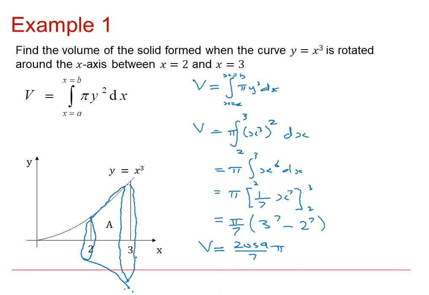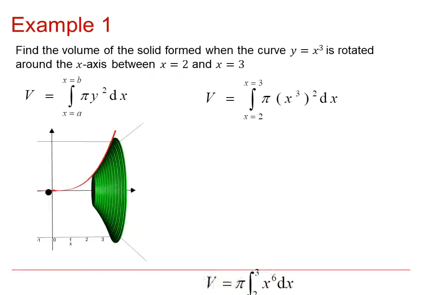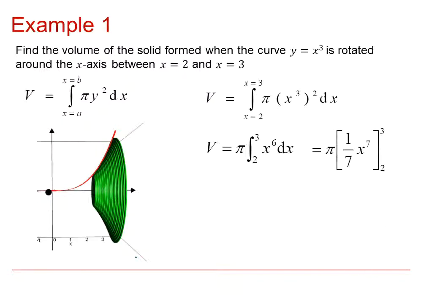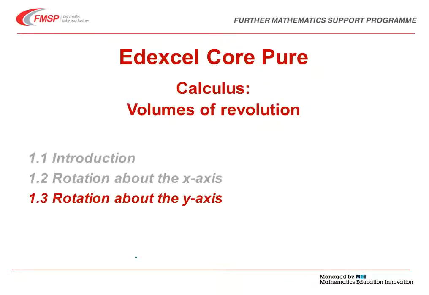Using that formula, there's a much neater illustration of the volume we're looking for. And so using the formula, subbing in for y and subbing in for the limits 2, 3, then simplifying the integral, doing the integration inside square brackets with limits 2 and 3, and then we can calculate the volume from that. So in the next session we're going to be rotating a curve about the y-axis.